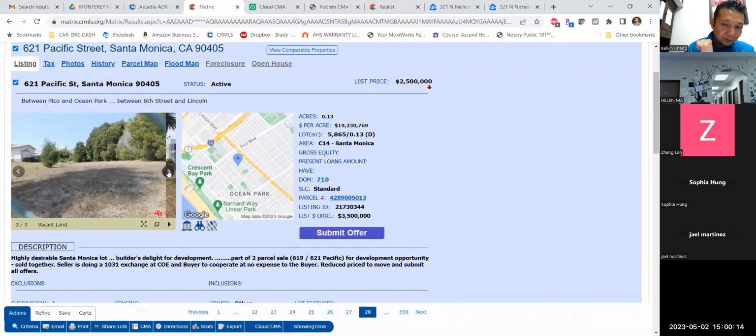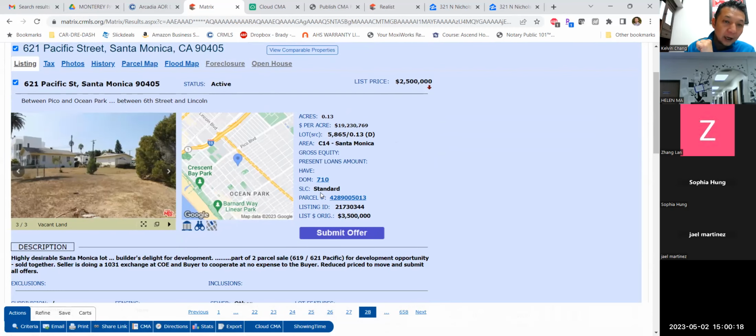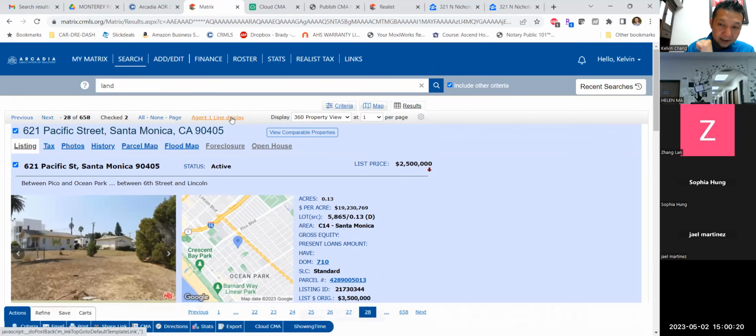And so you can see a couple of different things that are very common when people are trying to sell land.